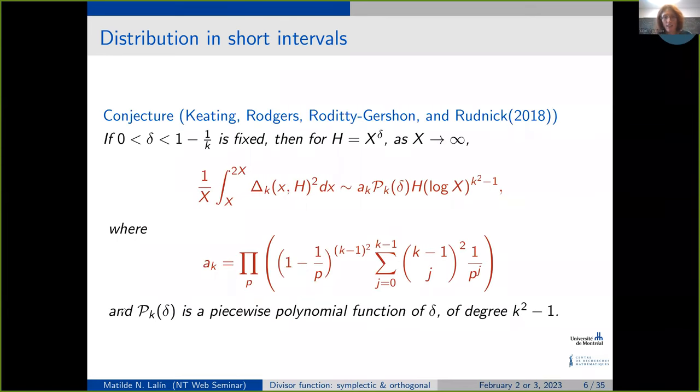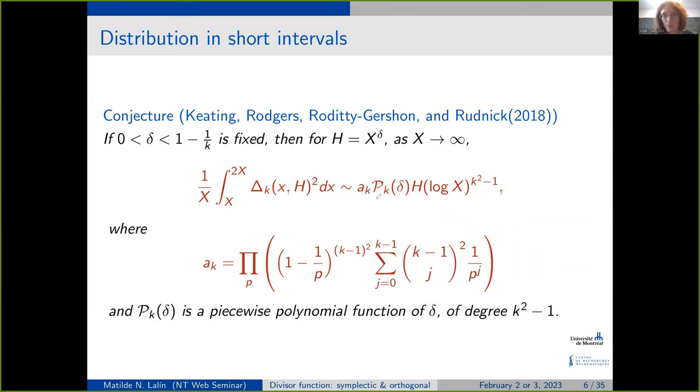Now, in this regime, a few years ago, Keating, Rodgers, Roditty-Gershon, and Rudnick made a conjecture. So here we take h to be x to the delta, and this delta exponent is strictly less than 1 minus 1 over k. And the conjecture is that as x goes to infinity, the asymptotics of this variance is given by the following. So there is an arithmetic constant given by this formula. So this is an Euler product, so product over all the primes, and this term, but also there is some sum actually coming from the gamma function.